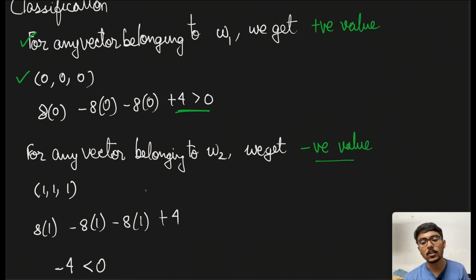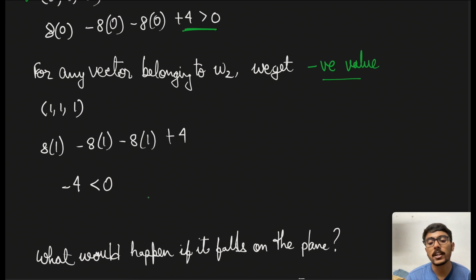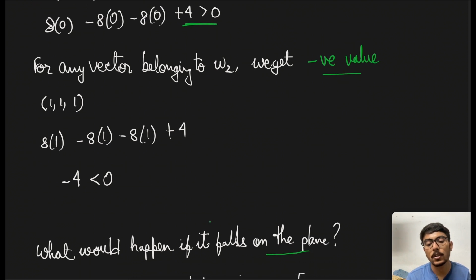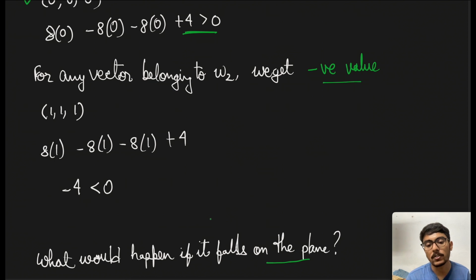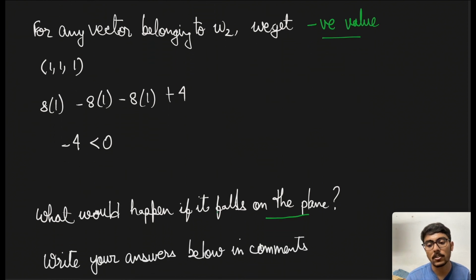Now there's a question for you: suppose the value comes out to be 0, right? Then what do you think will happen? It might happen that the value is 0, then it will fall on the plane basically, right? So what do you think we will do then? Because then also we need to classify it, right? So let me know in the comment section below what you think.